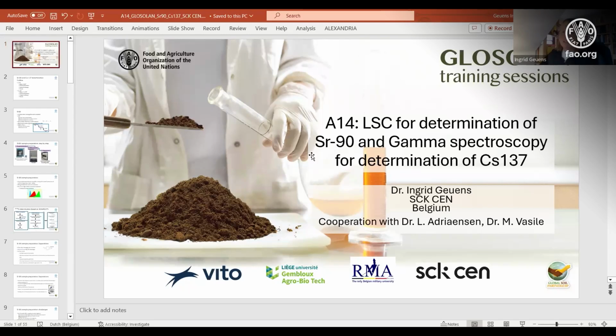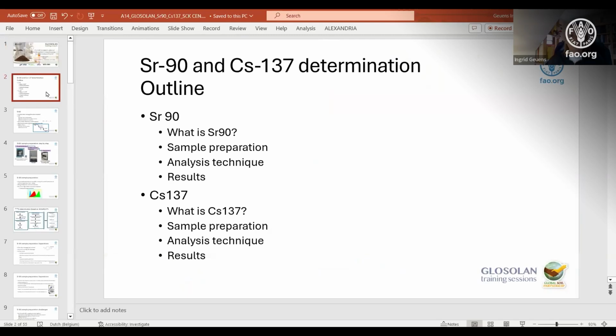What I want to talk about is indeed liquid scintillation counting and gamma spectrometry, because you asked to have a look at how to analyze strontium-90 and cesium-137, two specific isotopes, and how to analyze them if you take a water or soil sample, how to proceed. This is also what we will show in the labs when you visit the labs in SCKCN.